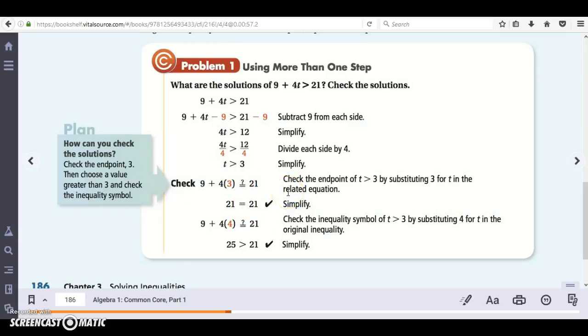Then we want to try a number that's greater than. And we want to make sure we use not the equal sign, but the inequality this time. So we have 9 plus 4 times 4. There's other numbers we could have chosen. We could have chosen 5, 6, 7, 8, 3.5, anything greater than 3. 4 is the number that they chose, so they did 9 plus 16. 9 plus 16 is 25. 25 is, in fact, greater than 21, so it does work out.